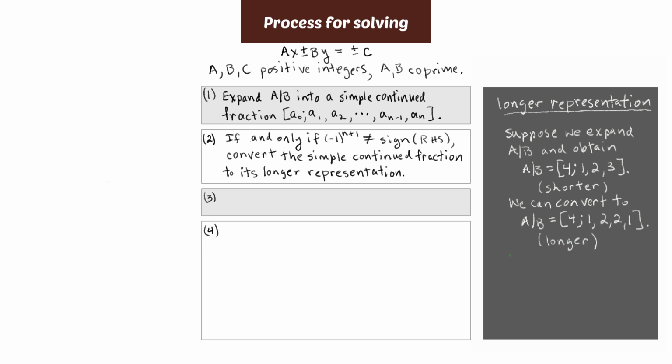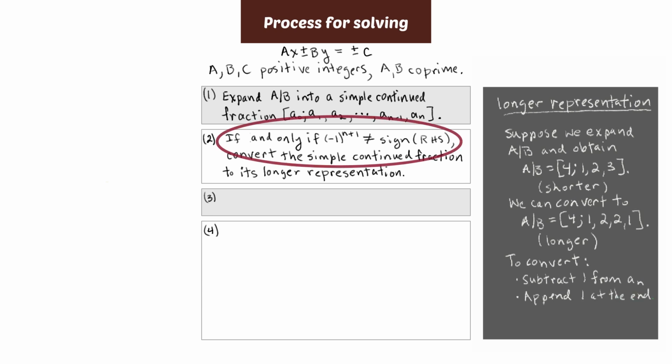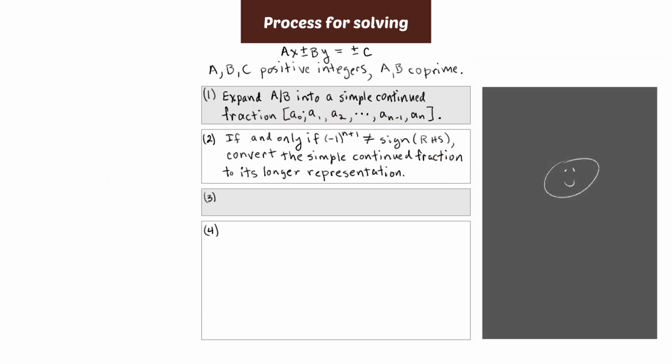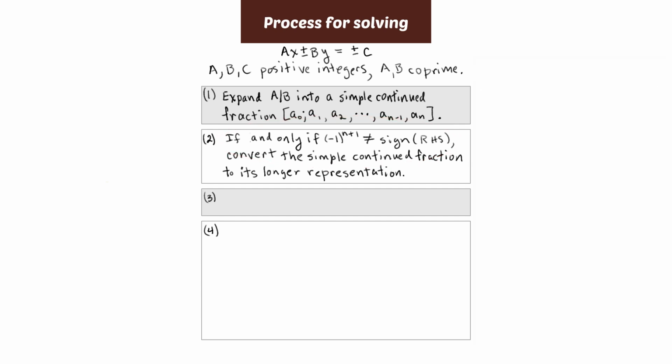The process for converting to the longer representation, if you need to do it in step 2, is subtract 1 from a sub n and append 1 at the end. You don't always need to do this though, only if minus 1 raised to the n plus 1 power is not equal to the sign of the right-hand side. There's a separate video about the shorter and longer representations if you'd like more information.